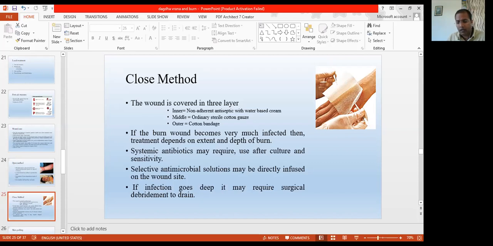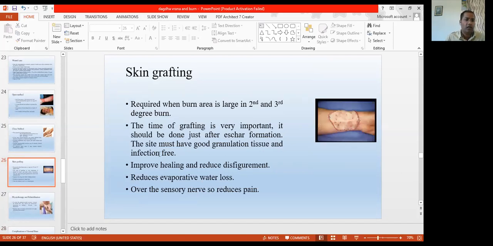If that infection goes deeper into any cavity where the pus is collected, then you must use the surgical method to drain the cavity, to open the cavity and to drain it. Okay, so the next step should be skin grafting.